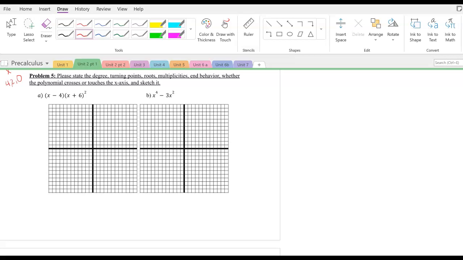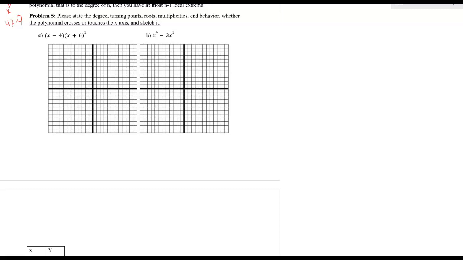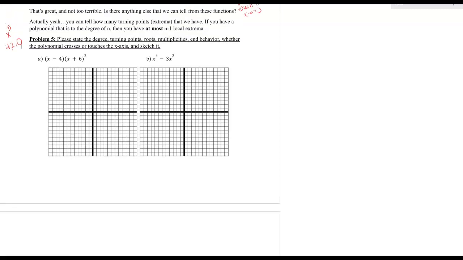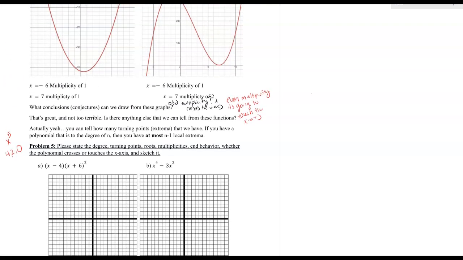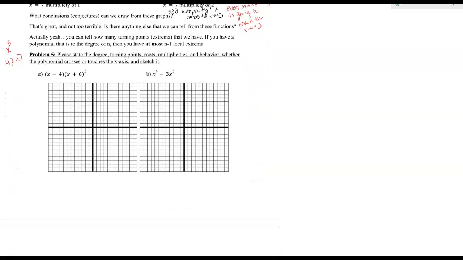Alright, the last part I'm going to talk about is the degree, the number of turning points, the roots, multiplicities, and behavior, and whether or not the polynomial crosses or touches at the x-axis. And then we need to sketch. A couple things that we might have noticed is that if we have an odd multiplicity, it is going to cross the x-axis, versus if it has an even multiplicity, for example, like at x equals 7, it's going to come down and then it's going to get rejected. It's something that we talked about a little bit last time.